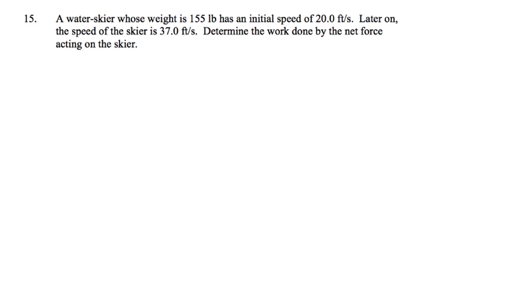Later on, the speed of the skier is 37. Determine the work done by the net force acting on the skier. So again, my starting point is KO plus UO plus W. Now let me see if there's more than one W. It looks like there's only one W. They're not mentioning friction here. So the only W is the work that's causing the water skier to speed up, and that's going to equal KF plus UF.